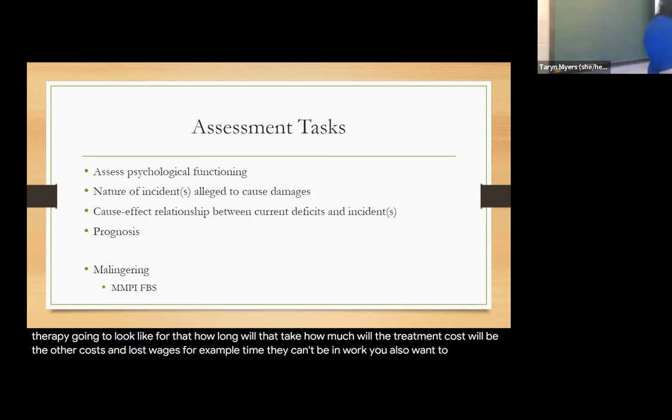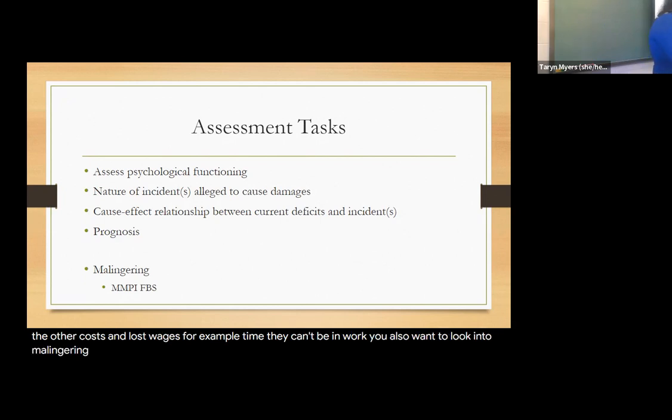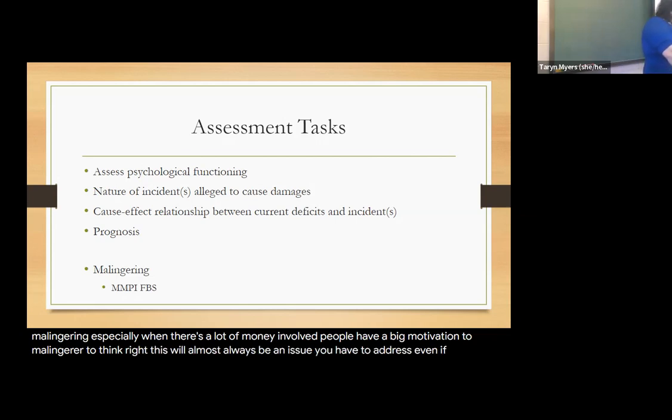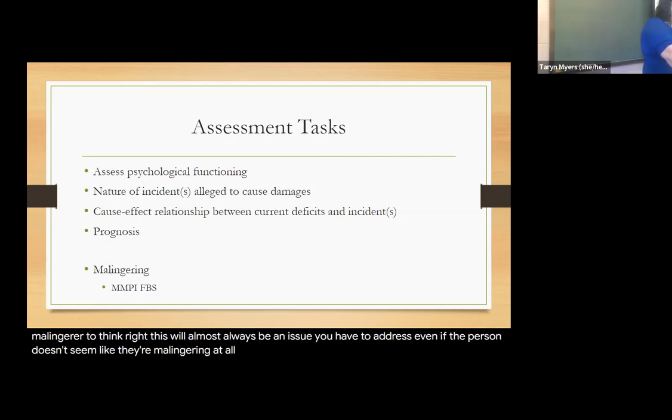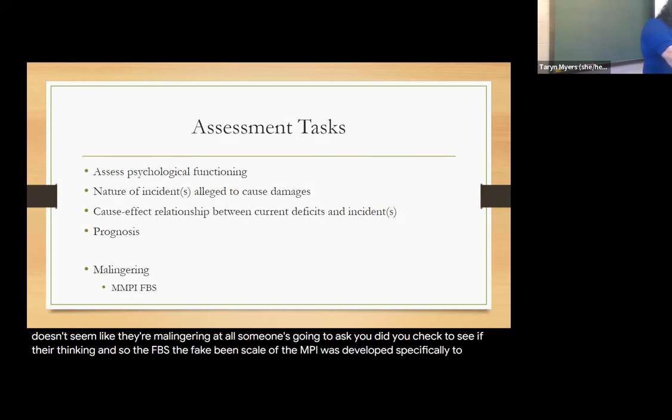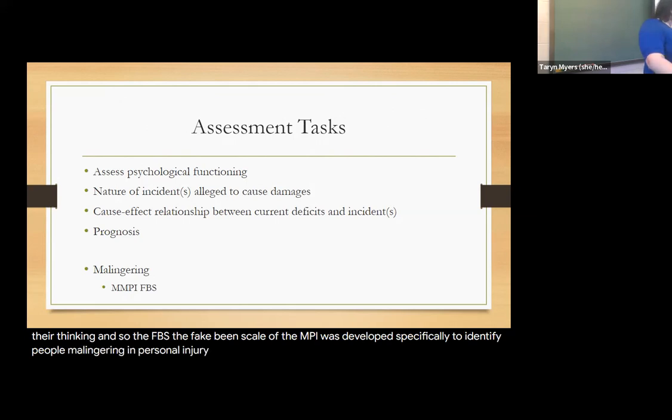You also want to look into malingering. Especially when there's a lot of money involved, people have a big motivation to malinger, to fake, right? And this will almost always be an issue you have to address. Even if the person doesn't seem like they're malingering at all, someone's going to ask you, did you check to see if they were faking? And so the FBS, the fake bad scale of the MMPI, was developed specifically to identify people malingering in personal injury cases. So you can use that.